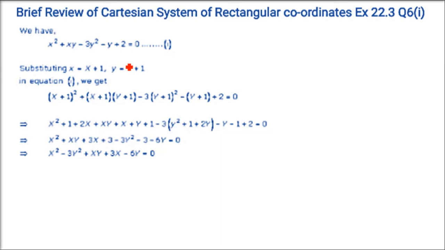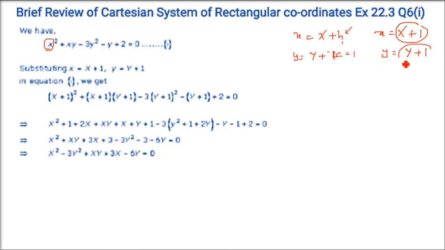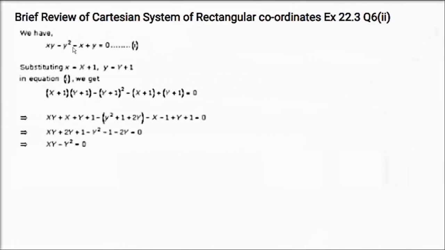Next one is: find what the following equations become when the origin is shifted to the point (1, 1). Small x is capital X plus h, so wherever small x is there, put capital X plus 1, and wherever you have y, put it as capital Y plus 1, right? Now just put it here, rearrange, and you'll get this equation.